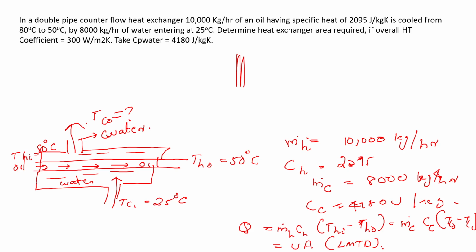Now from this, if you see here, you know the value of all the parameters other than TCO. So from that you have to calculate the value of TCO. TCO you will get as 43.8 degrees Celsius. So from these two equations, you got the value of TCO, 43.8 degrees Celsius.